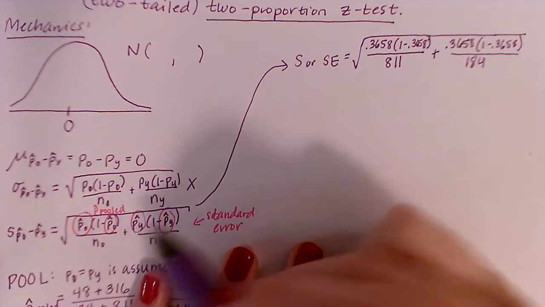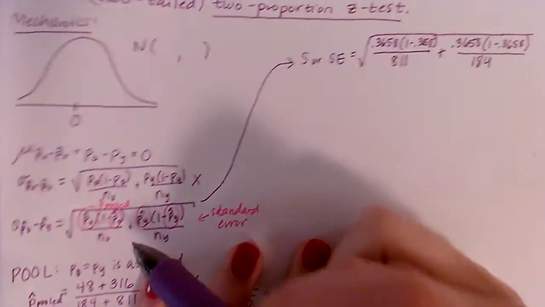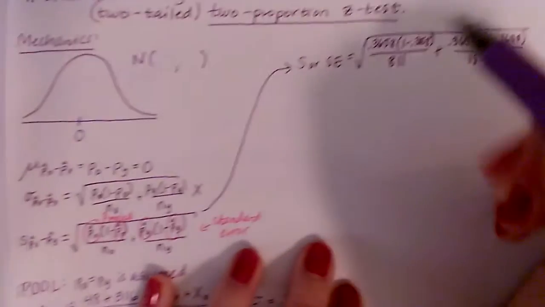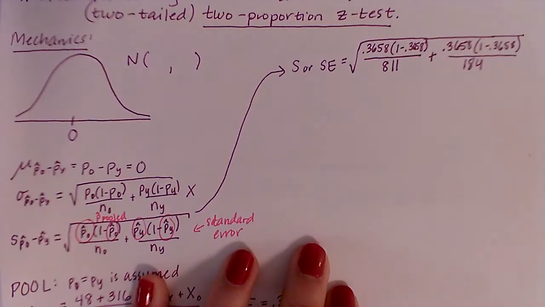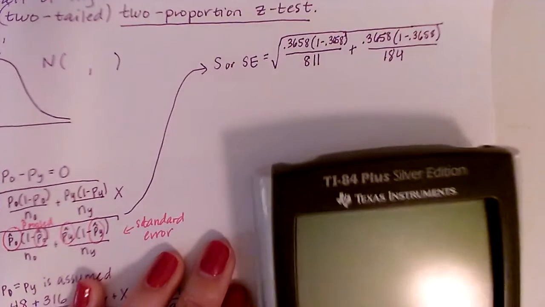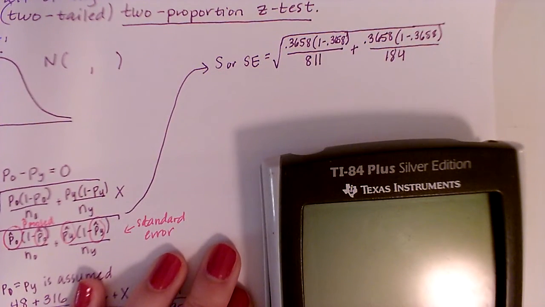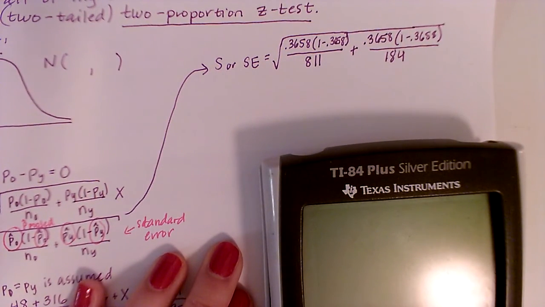So this whole number here is going to give me the standard error, and what I've done is instead of using the different types, because I'm assuming they're the same thing, I've gone ahead and pooled them together before plugging them into the formula. Okay, so now I'm just going to pause real quick and go ahead and figure out what that is, and I want you to do the same in your calculator.